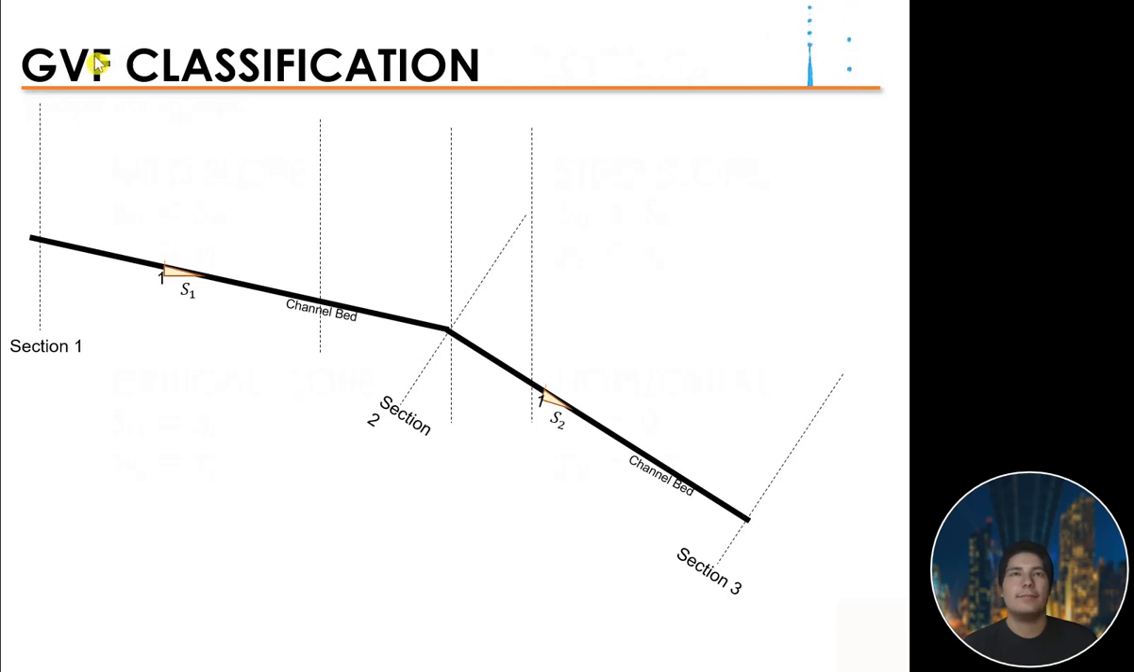Okay, so we also have this GVF classification. This is applicable for non-uniform flow in our channel. In the GVF classification, we have, for instance, S1 is not equal to S2.